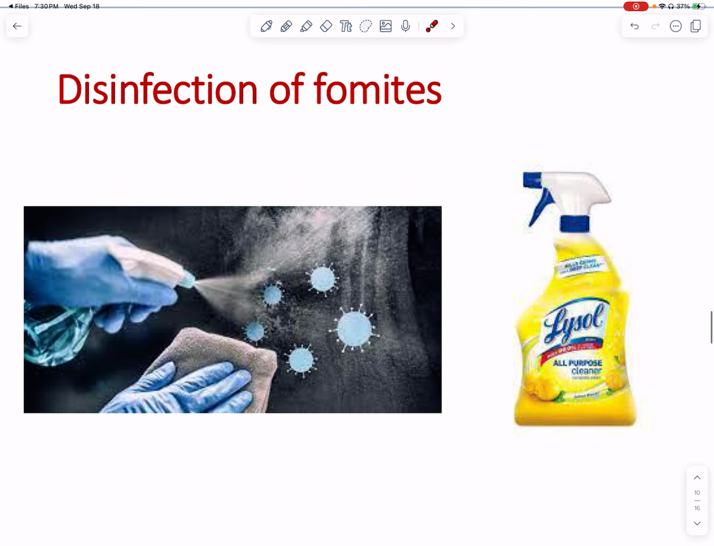Now, we've talked more about the vehicles in terms of food and resources, but there is disinfection of fomites, where we would just use something like a Lysol spray or a bleach or an ethanol diluted spray. And that is demonstrated here. So disinfecting can be any one of these strategies that we've mentioned.